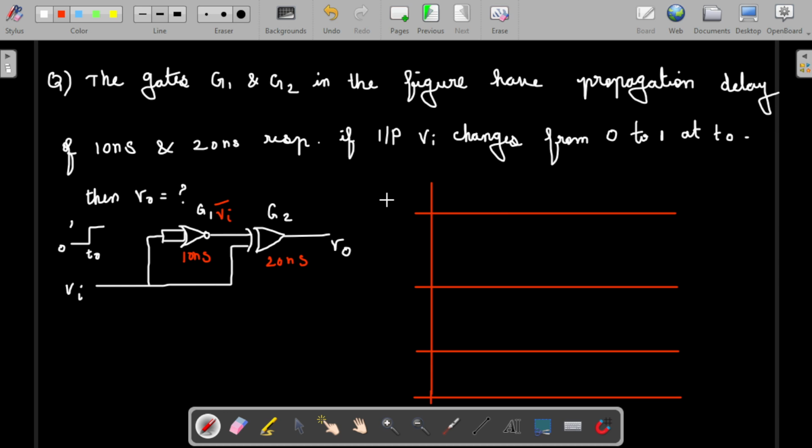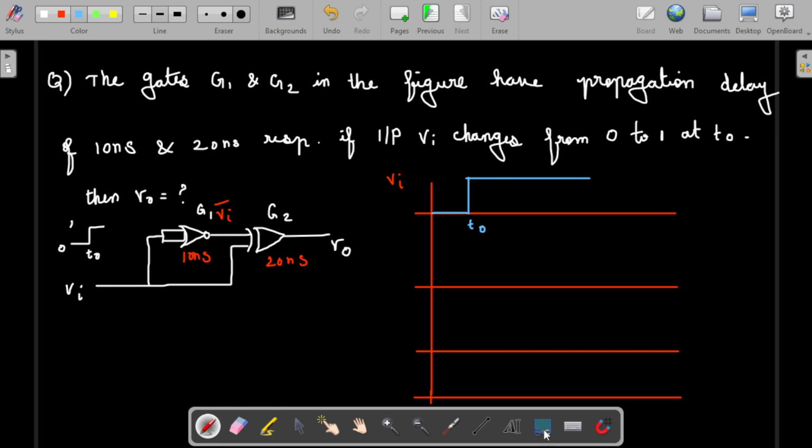Okay, let's take the case. This is Vi, so Vi is abruptly changing at this level. I'm taking blue color here. Vi is 0 up to this level, and it abruptly changes at this particular time, which is t naught. After t naught, it changes to 1. So that is the condition we have, and this timing is t naught.